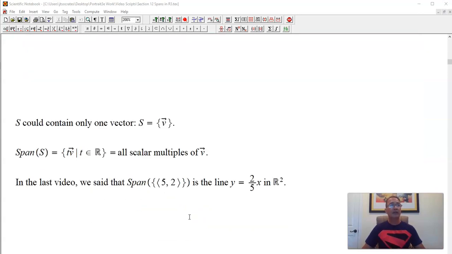So we started off last time by looking at sets where there was only one vector. In this case, the span of S is all the scalar multiples of V, which we write as t times V. And when we looked at the vector 5, 2, we said that the span of that single vector 5, 2 is just the line y equals 2/5 x from R2.